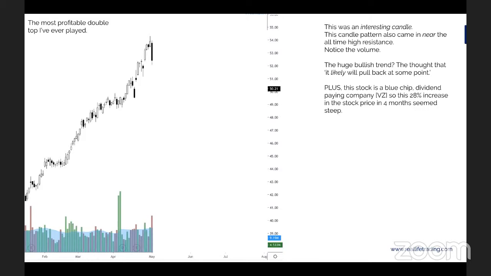Now, this stock was Verizon. You'll notice, and I talk about this, this is something that gets left out all the time in analysis, how high had Verizon already moved? In 4.5 months, it went from $41 to $54. It's about a 28% increase in the stock price in 4 months. It seemed a little steep to me. So huge volume. This candlestick is called a one black crow.